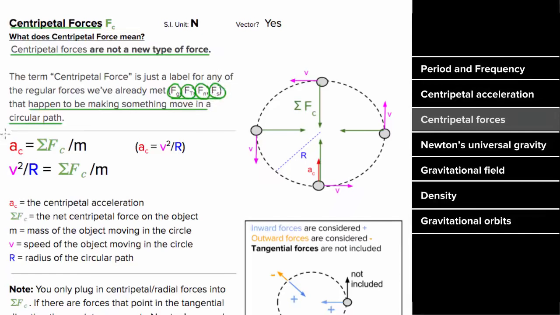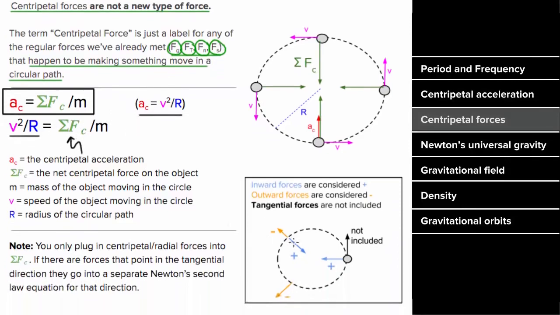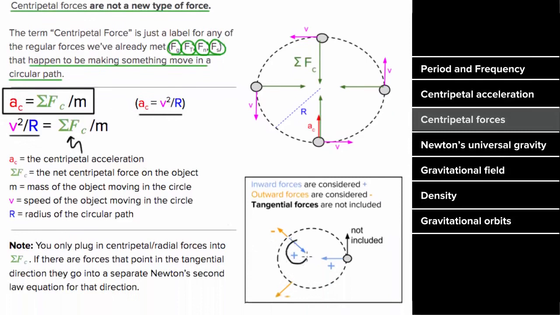And these forces still follow Newton's second law, but using centripetal forces means you're also going to have to use the expression for the centripetal acceleration. Now, if a force is directed radially inward toward the center of the circle, you would count that force as positive since it points in the same direction as the centripetal acceleration. And if a force points radially out from the center of the circle, you would count that as a negative force. And if a force is directed tangential to the circle, you wouldn't include it in this calculation at all.